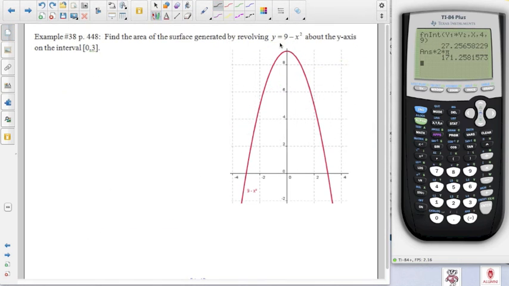Example, we're taking an inverted quadratic or parabola, and we are going to rotate this about the y-axis. So we're going to go ahead and rotate this about the y-axis here, and we're going to go from 0 to 3. So it looks like we're taking the function from 0 to 3. And so we're taking this portion of the function and spinning it around the y-axis.